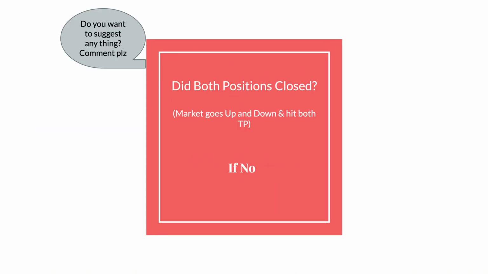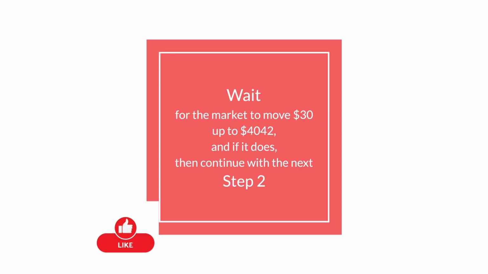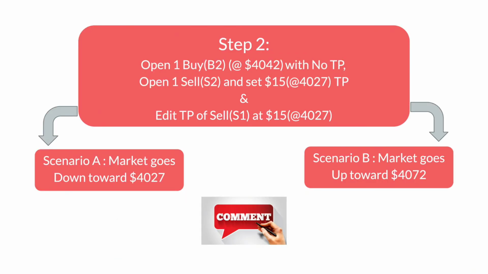Now we discuss the 20% case where one position closes and the other stays floating. Consider this scenario. The market goes up, hits the 40.15 TP of the buy, and the sell position stays open. Now wait for the market to move $30 up to 40.42, and if it does, then continue with the next step. Step 2. Open one more buy at $40.42 with no take profit, and open one sell at $40.42 with a $15 take profit at $40.27. At this stage, you also need to edit the take profit of the previous sell position to $40.27.